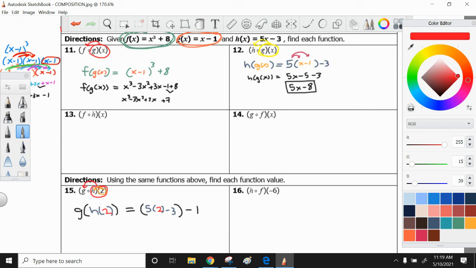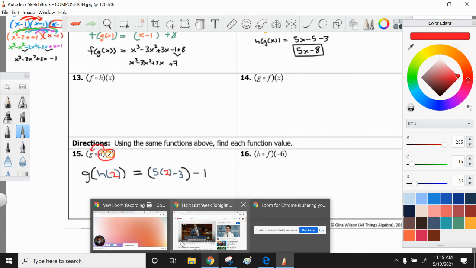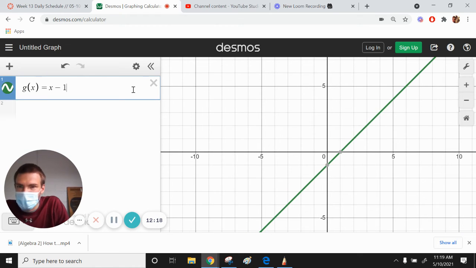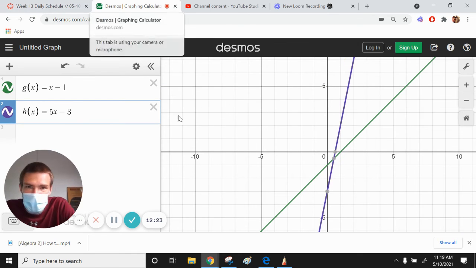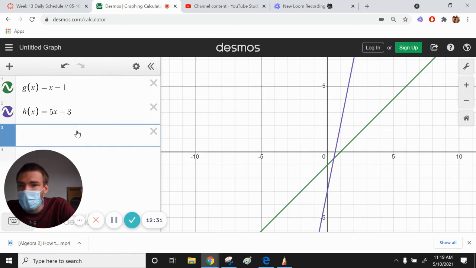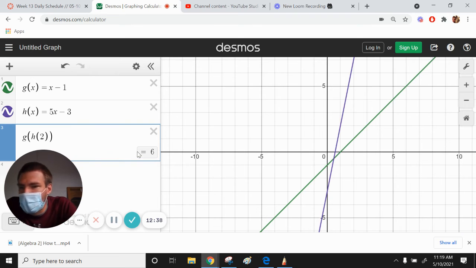Now, some of these questions are going to be incredibly delicate to work with, okay? What we can do is we can just use Desmos and ask Desmos to do it for us, right? We can say G of x is x minus 1. H of x is 5x minus 3, I think. 5x minus 3, x minus 1. Perfect. And now we just need to do G of H of 2. Oh, 2. And the answer that we get is 6.